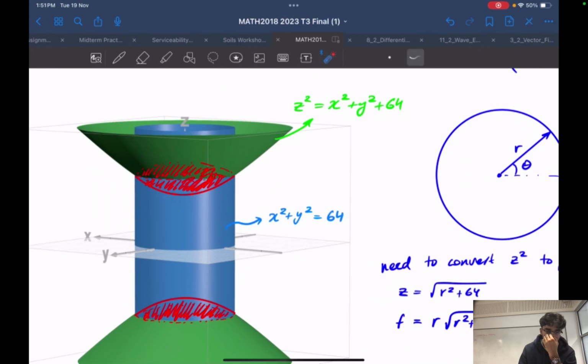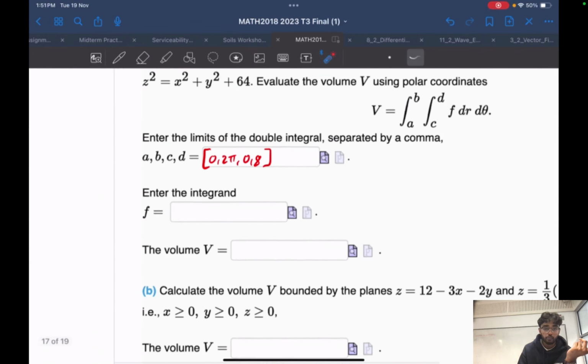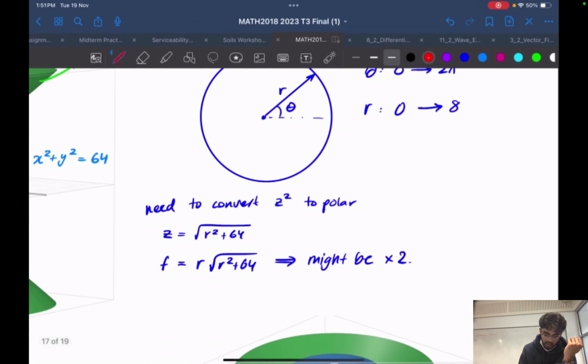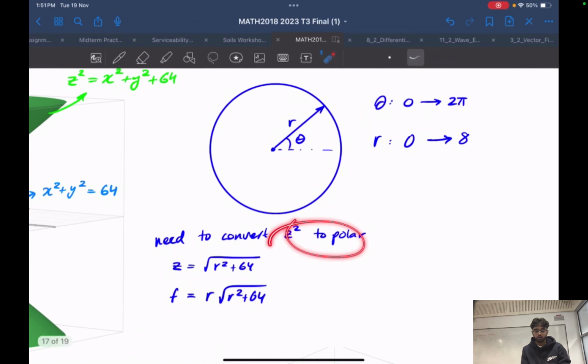So we're going to have to integrate this function over here using polar coordinates, right? And similarly, as I said earlier, x squared plus y squared is equal to r squared, so this is just r squared plus 64. So we're going to have to find what z is, and I've already shown here. We need to convert z squared to polar. So z is equal to the square root of r squared plus 64, right? So that's the function, but that's not f.